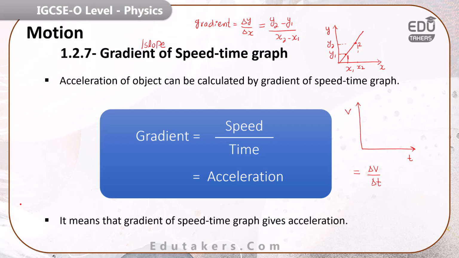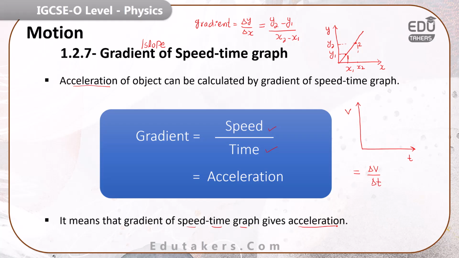Sometimes when the body starts from rest, its initial speed is 0. So you just write speed over time, which is equal to the acceleration. So I can simply say that the gradient of the speed time graph gives you the acceleration. It's given here that the acceleration of an object can be calculated by the gradient of the speed time graph, and gradient is equal to speed divided by time, which is equal to acceleration. It means that when you find the gradient of the speed time graph, you get acceleration.